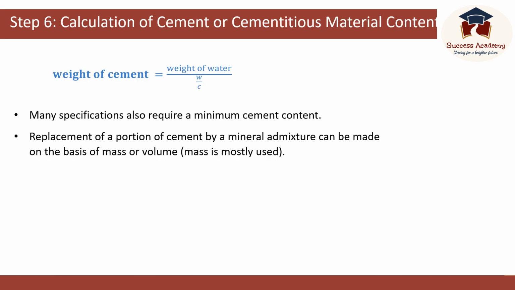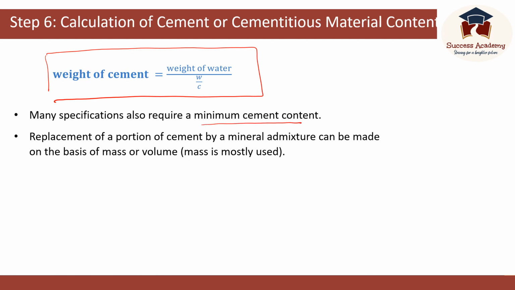Step 6 is calculation of cement or cementitious material content. We already found the water to cement ratio, so using this equation, we can find the weight of cement. Many specifications also require a minimum cement content. Replacement of a portion of cement by a mineral admixture can be made on the basis of mass or volume.